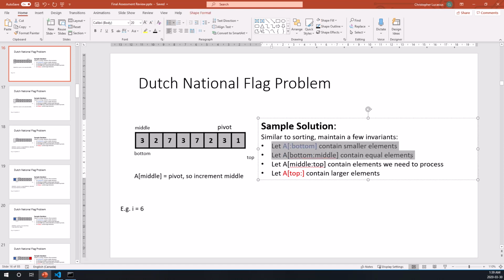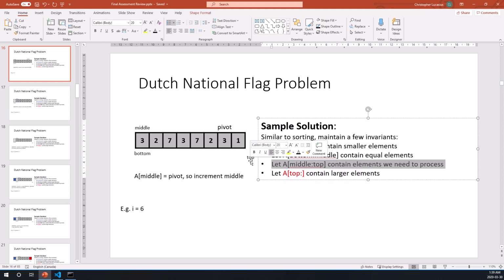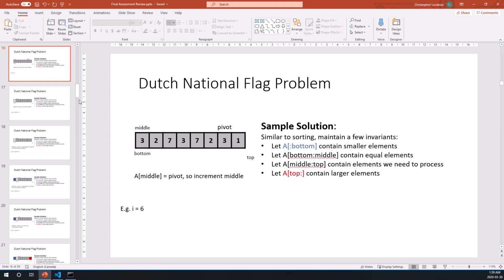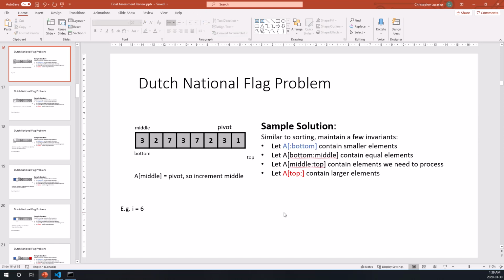So basically these three guys here are empty, and only this one has the entire array. We are going to keep processing one element at a time. We're going to swap around elements accordingly, such that these invariants are met, and we're going to keep on going until we make this subarray vanish.